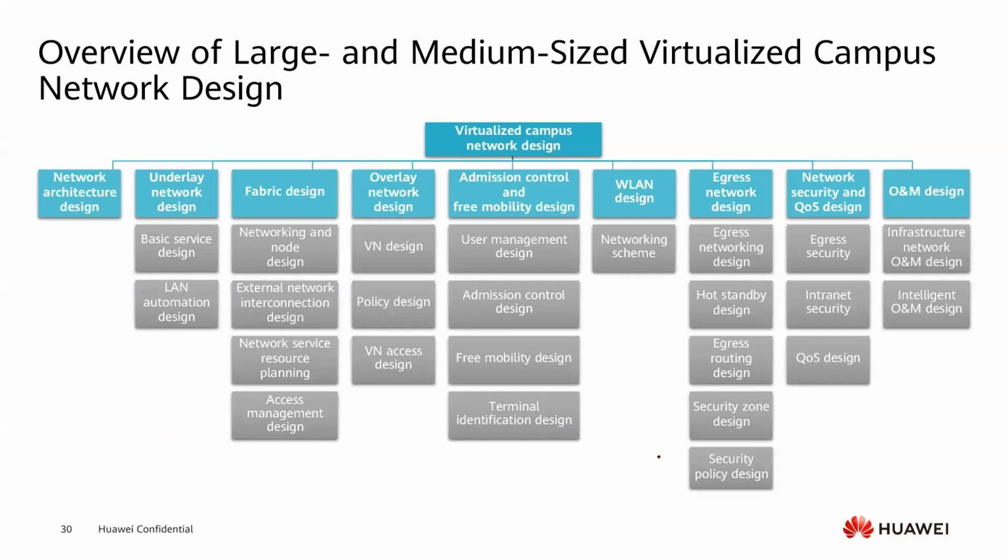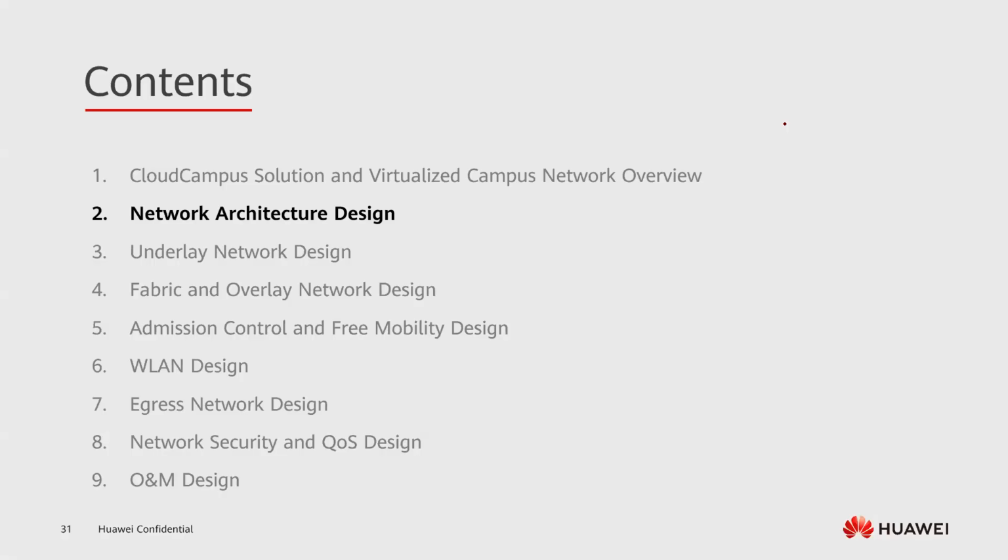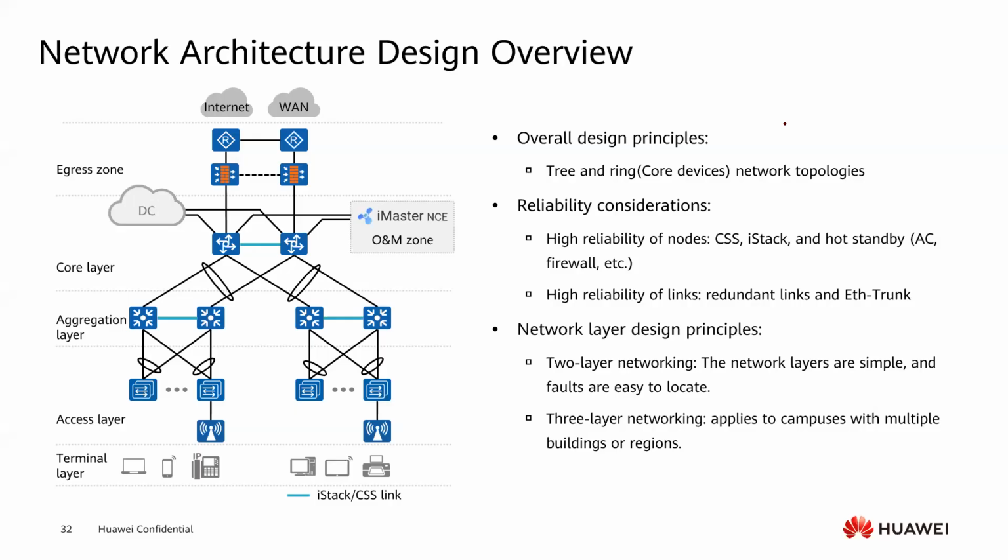Okay, this is the overview of the cloud campus solution we use in the large and medium-sized virtualized campus network scenario. Next, we will introduce how to design this kind of network based on this process, one by one. First is the network architecture design. For the architecture design, as usual, we will use the tree topology like this, because it's stable and easy to expand the network.